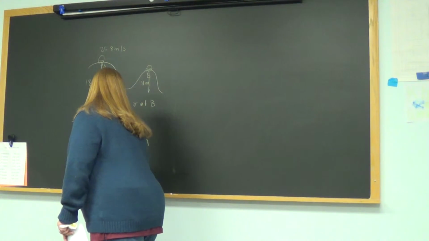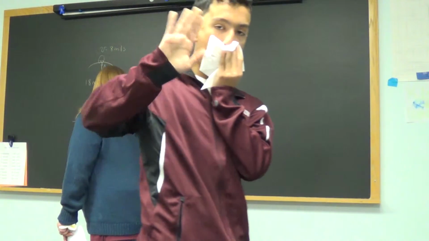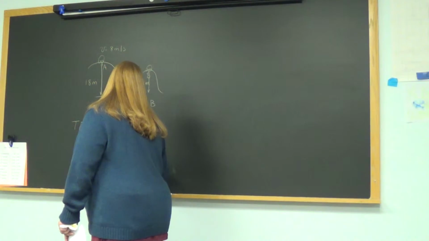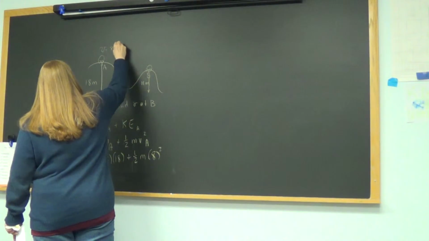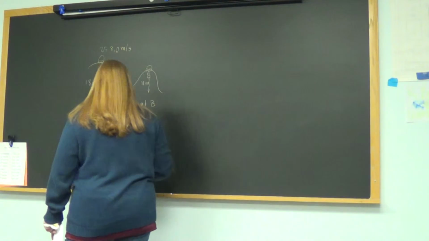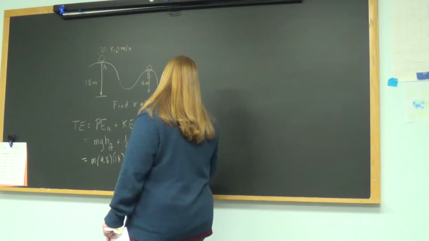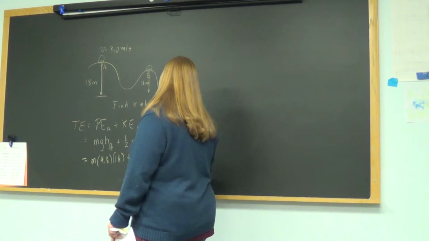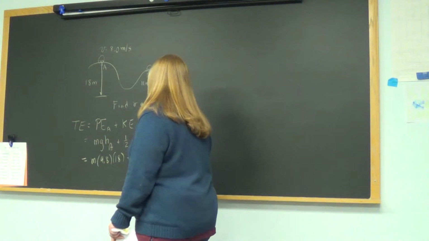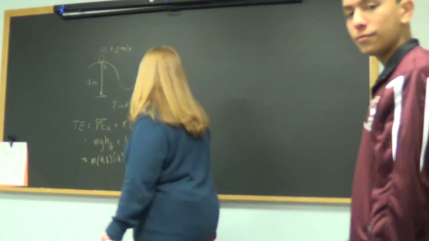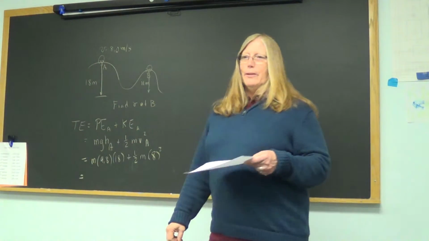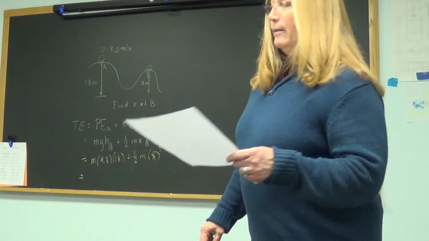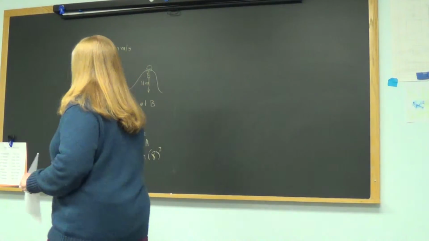M times 9.8, H is 18, plus 1/2, M stays around, times v squared, which is 8 squared. We'll say 8.0 so we don't have to do one sig fig. So that's going to be our total energy when I get that. It's not quite as simple as it was because we have added that scenario there.